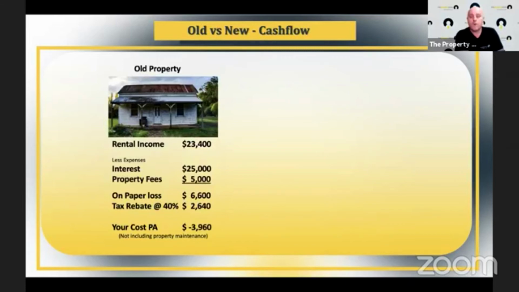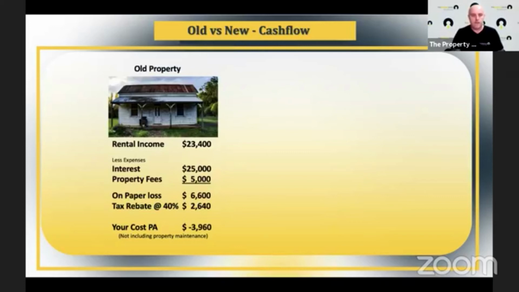So your cost per annum is actually in negative of $3,960. It was $6,600, take off your $2,640, and you've got $3,960 is what this property is going to cost you. And I have got in brackets there, guys, a lot of people forget about this: this is not including property maintenance. You'll be surprised how many people don't take that into consideration.